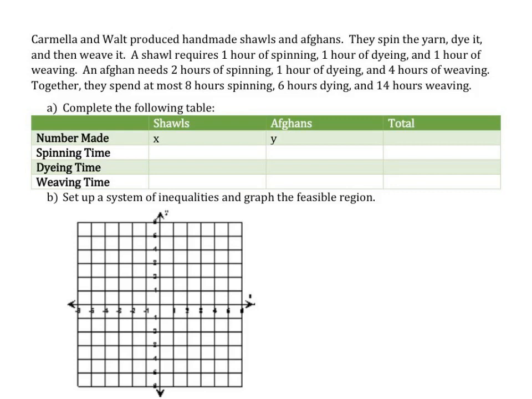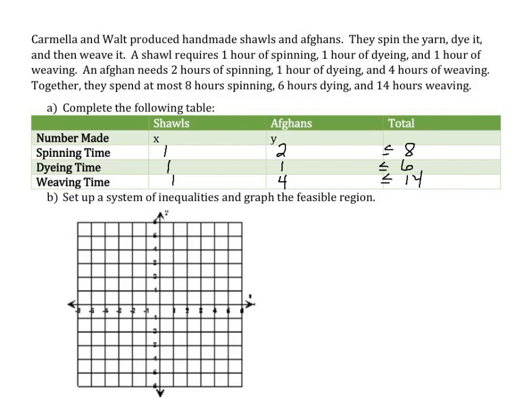All right. It takes shawls 1 hour of spinning, 1 hour of dyeing, and 1 hour of weaving. Afghans take 2 hours of spinning, 1 hour of dyeing, and 4 hours of weaving. We want to spend at most, so less than or equal to 8 hours of spinning, less than or equal to 6 hours of dyeing, and less than or equal to 14 hours of weaving.